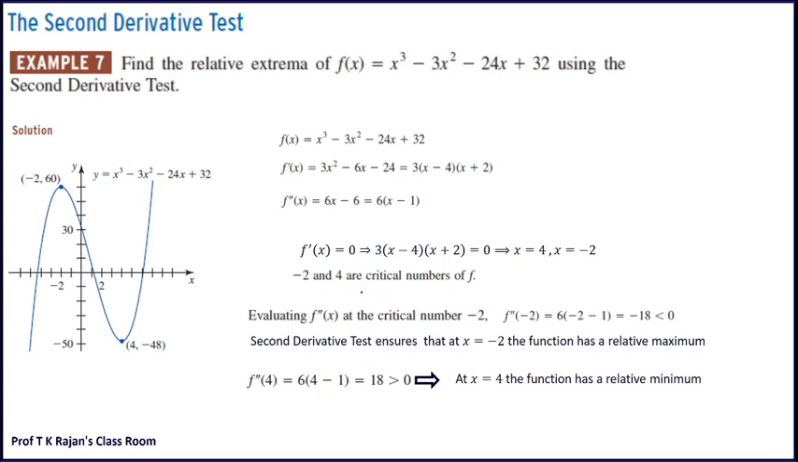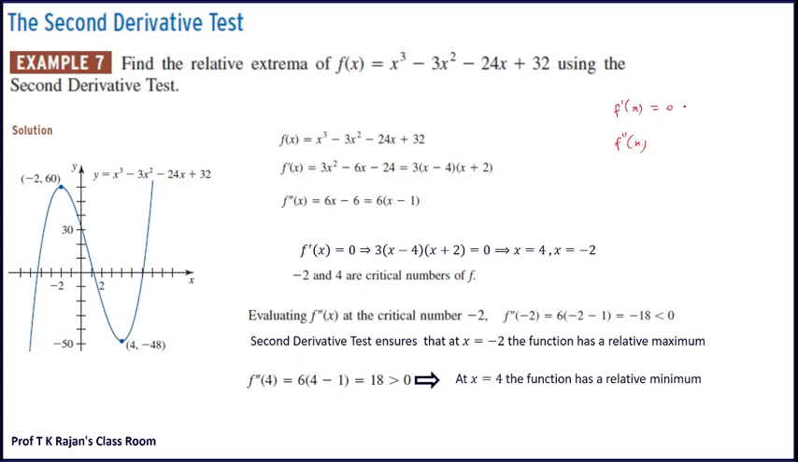And since f''(4), if you compute, is +18, which is a positive number, that implies x equal to 4 is a point where this function has a relative minimum. So to find the relative extrema using the second derivative test, you need to compute f'(x) and f''(x).